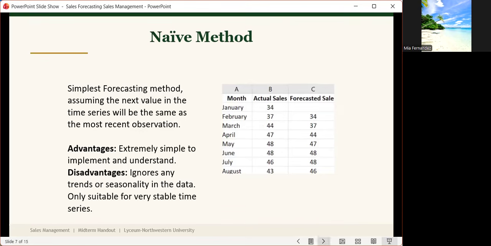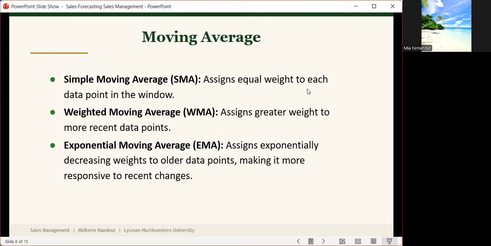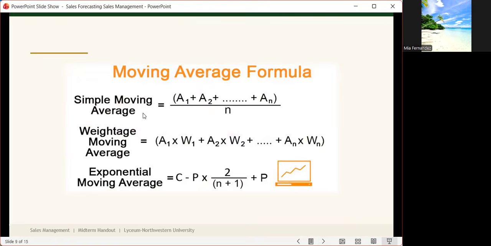Okay? Next one. Here we go, the moving average. We have the simple moving average, which assigns equal weight to each data point in the window. Weighted moving average assigns greater weight to more recent data points. Exponential assigns exponentially decreasing weights to older data points, making it more responsive to recent changes. Don't worry, I will be posting another YouTube video on how you would compute these three. Okay? So here's the formula.